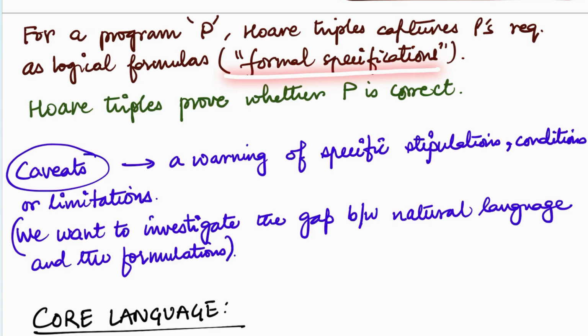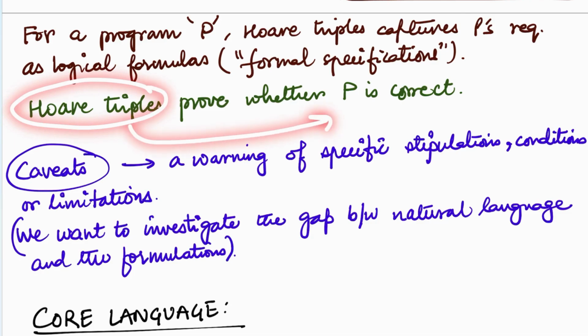Now, what will a Hoare triple do? I will tell you. It will prove that the program is correct. And in order to prove the program is correct, we need to make formal specifications or logical formulas. So we check those formulas throughout the program.